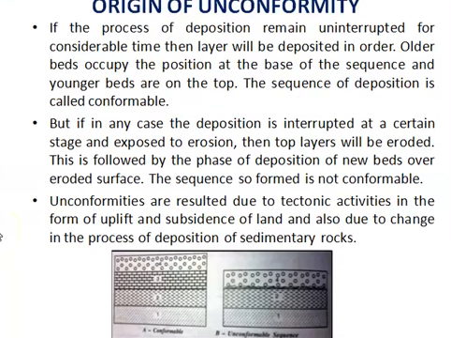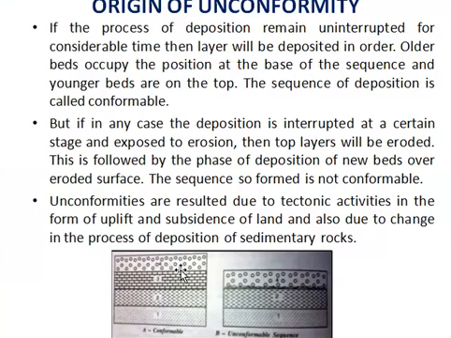Origin of unconformity. If the process of deposition remains uninterrupted for considerable time, then layers will be deposited in order. This diagram shows two types of sequences, conformable sequence and unconformable sequence. This is a conformable sequence where layers are deposited in order. Layers 1, 2, 3, 4 get deposited in an order. Older beds occupy the position at the base of the sequence and the younger beds are on the top. So layer 1 is the oldest and 4 is the youngest one. Such type of deposition is called a conformable sequence.